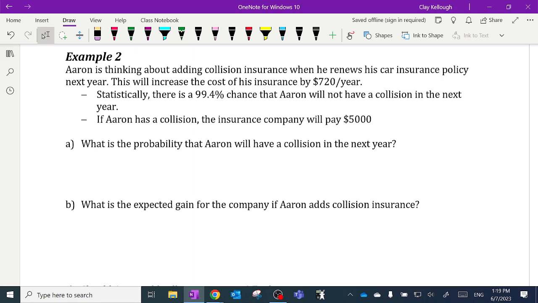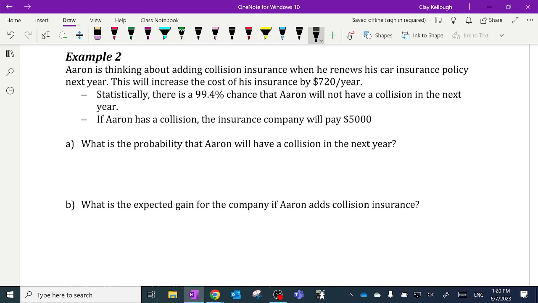If you live somewhere like that, you really have to think about the probability of the risks. I don't know where this guy's driving, but in the real world here in our city, there's probably a higher chance that you'll be in a collision. According to this, there's a 99.4% chance that Aaron will not have a collision in the next year. If he does, this extra insurance that he's paying $720 a year for gets him an extra $5,000 to fix his car.